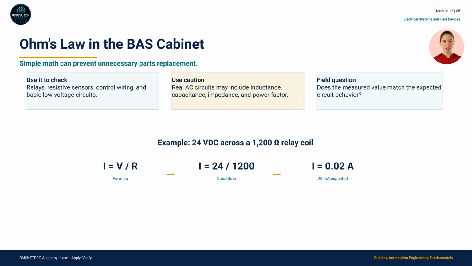But remember the boundary. Ohm's law is easiest in resistive DC circuits. AC circuits with coils, transformers, motors, and drives involve additional factors. Use the formula where it applies, and do not use it to oversimplify a more complex electrical system.